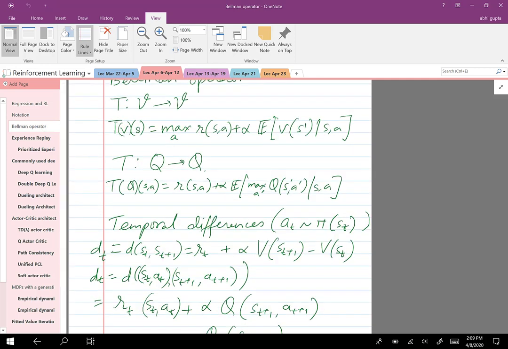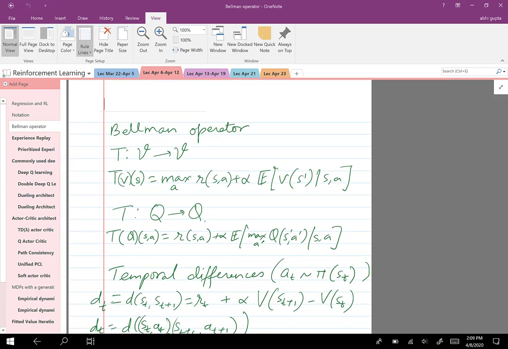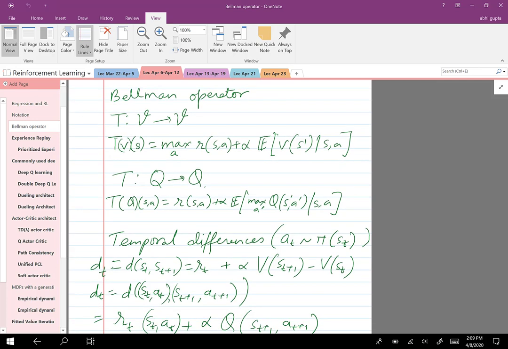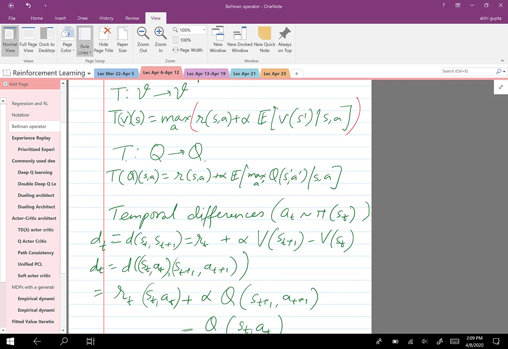And then the operators that we have talked about previously. So the Bellman operator, which is an operator from the space of value functions to the space of value functions, given by this expression. Then we extend the same operator from the space of Q functions to the space of Q functions by considering essentially the same thing without the max. So the max essentially is now in computing the value at the next state.